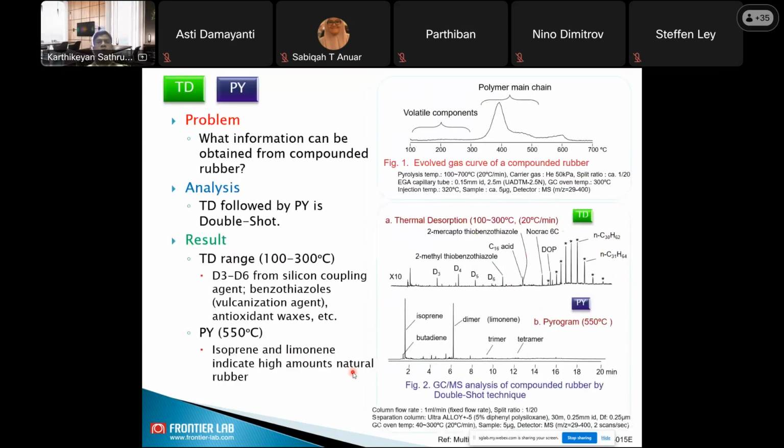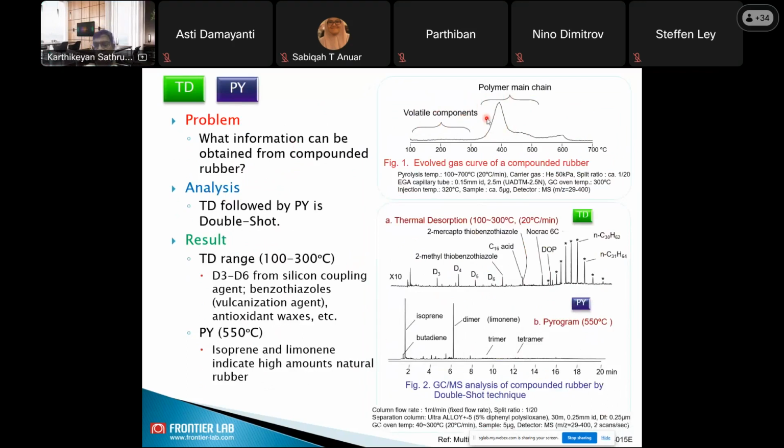So when we want to collect information on both additives and polymers, we usually go for this double shot, where the first step is to collect the additives information through thermal desorption. Then we move on to fast pyrolysis for the polymer information. In this case, we show the data coming from a compound rubber analysis. So for the thermal desorption and pyrolysis temperatures, we can use the EGA data.